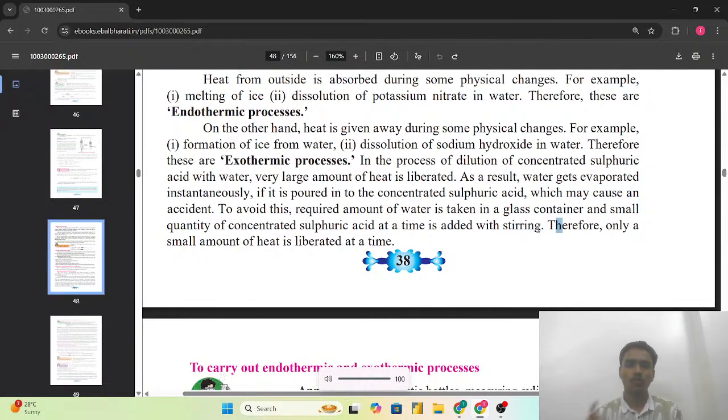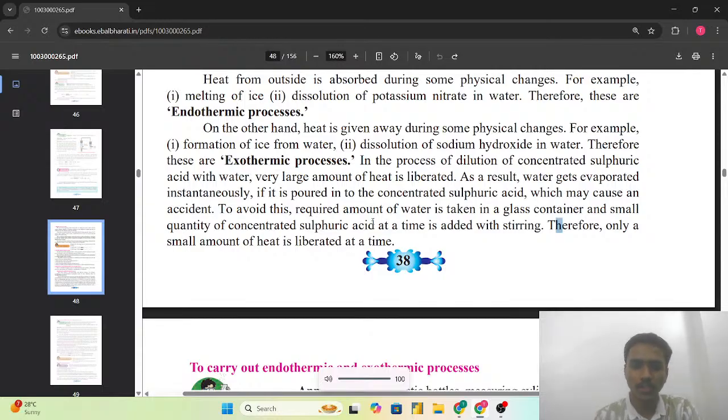If we directly pour water into sulfuric acid, that leads to sudden damage, as a huge amount of heat gets evolved during such chemical reactions. When dilute sulfuric acid, dilute H2SO4, is used in the lab, the dilution is made by taking a small quantity of concentrated sulfuric acid with a large amount of water.